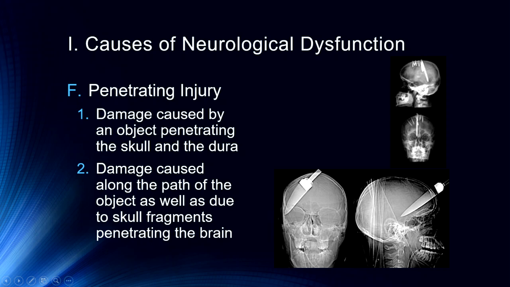So damage can be caused by an object penetrating the skull and dura. This can be, of course, a variety of things. Bullets are probably the most common form of this injury. Of course, the famous case of Phineas Gage, in which he had a tamping rod go through his orbital bone and out the top of his skull. There are other cases as well. There's another case of an individual who had a fencing foil enter their nose and pierce their brain and cause instant amnesia. So damage can be caused along the path of this object that's penetrated the skull, as well as due to skull fragments penetrating the brain. And so trying to discern the exact nature of injury is often difficult.